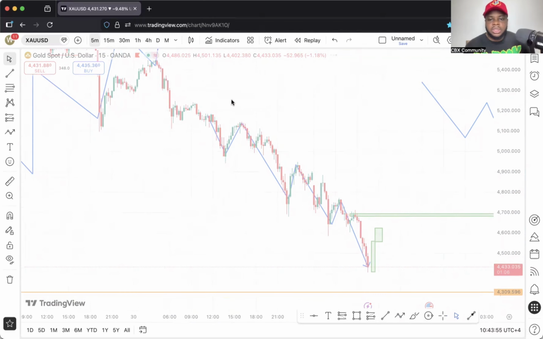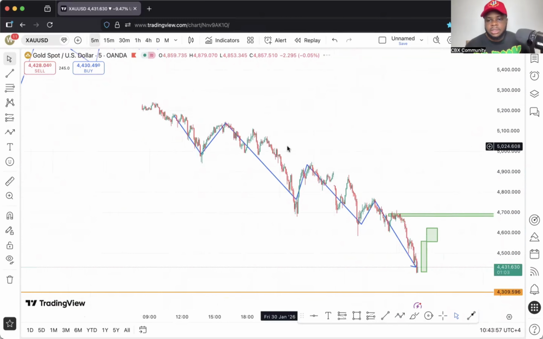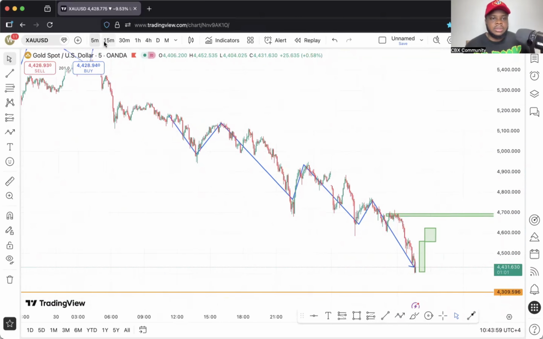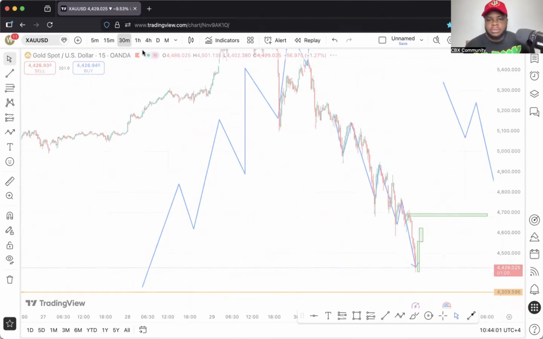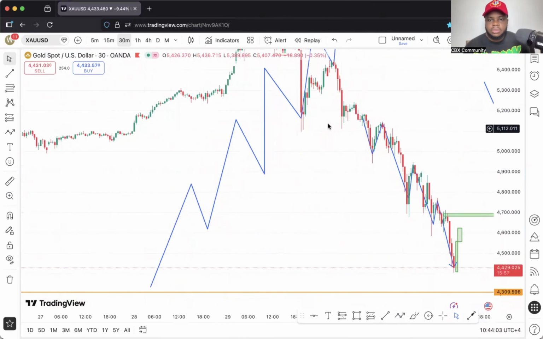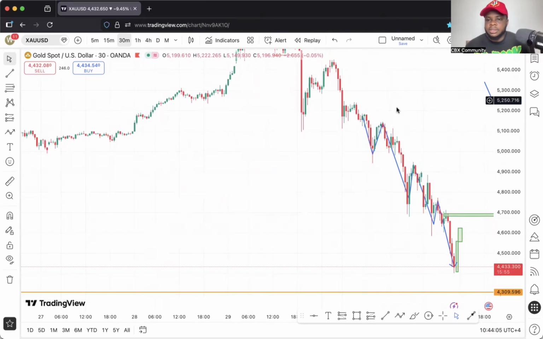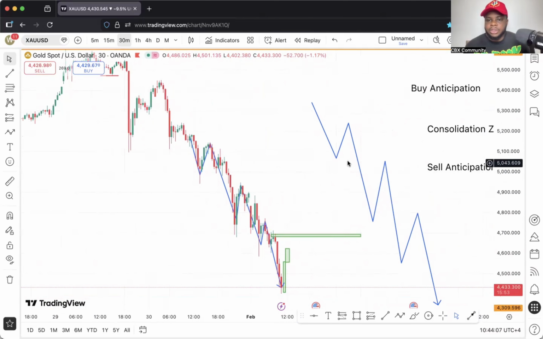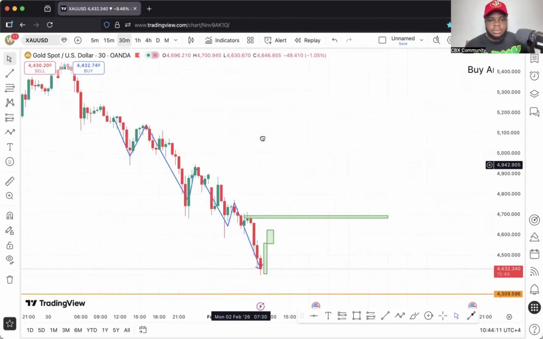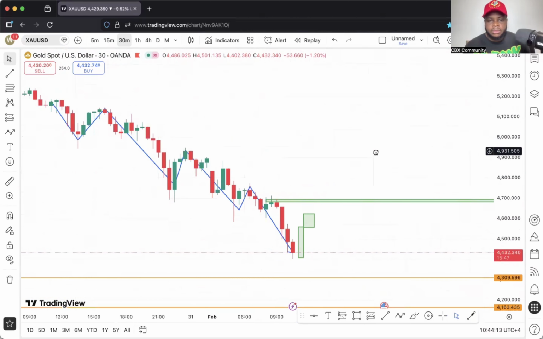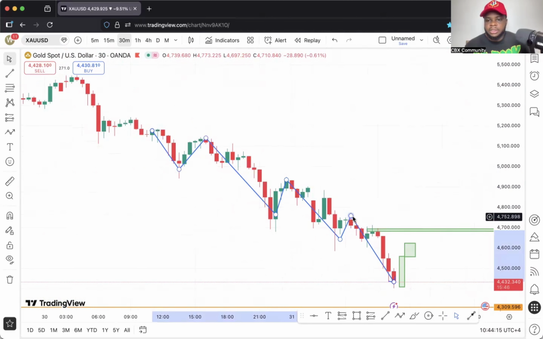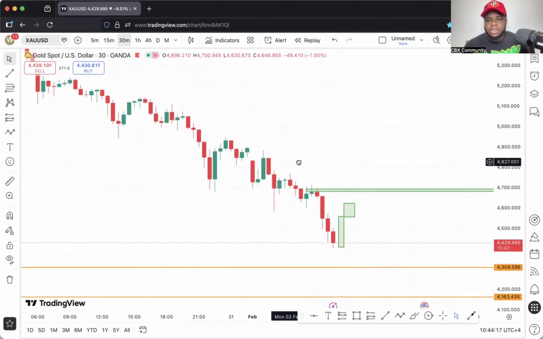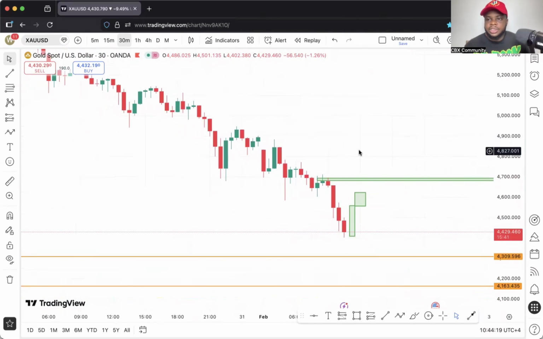Let's see the 5 minutes. Here we are in a downtrend. Let me delete this so as not to confuse anybody. Let me delete this. So for now, the best thing is just for us to wait. We don't need to do anything.